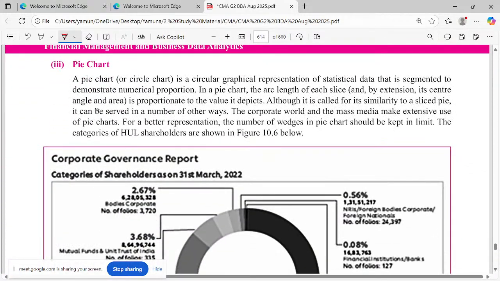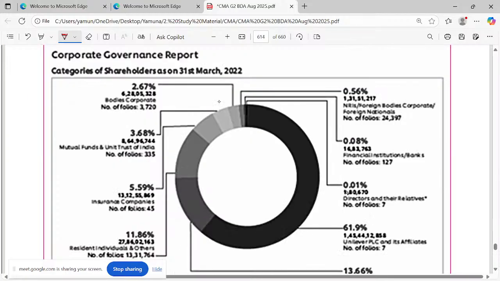Then we have pie charts. It's a circular graphical representation where each slice represents a proportionate value. Here we convert everything in terms of degrees. Totally we have 360 degrees for a circle, and each and every component is taken with respect to degrees. You can present this in percentage also. Usually for marking this pie, we say from here to here. So here is the point, from here to here. So this is the pie.